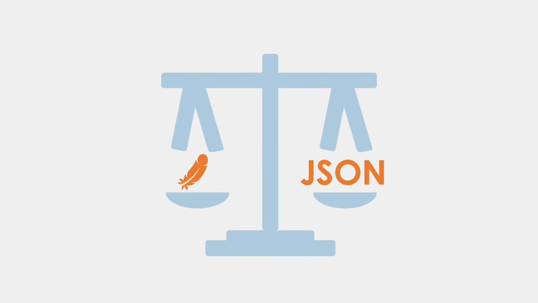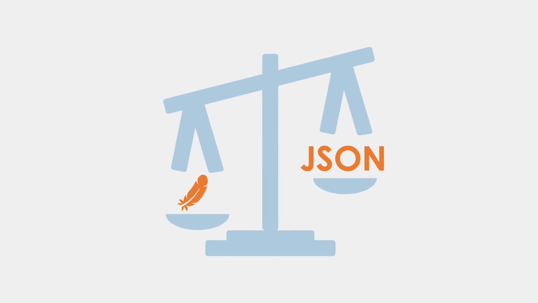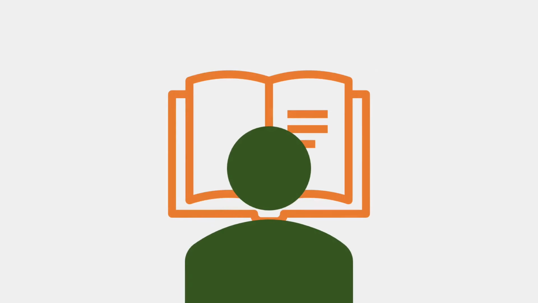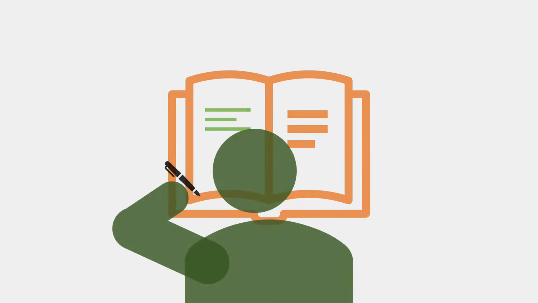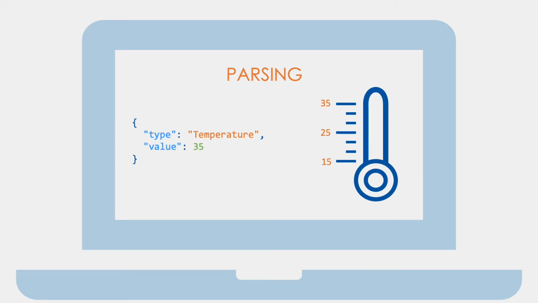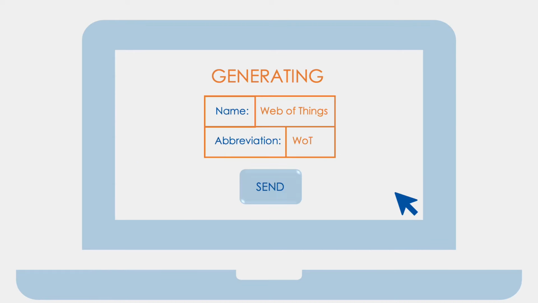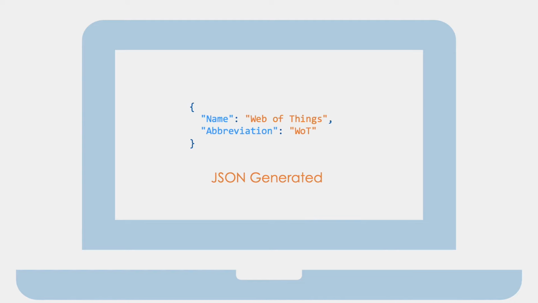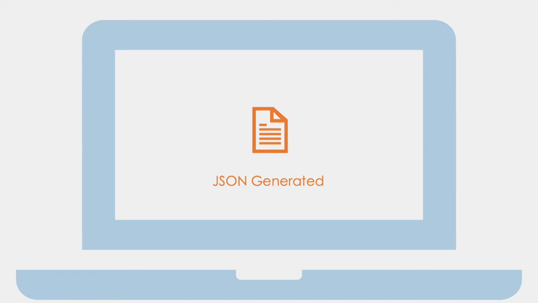JSON is a lightweight data interchange format. It is easy for humans to read and write, and easy for machines to parse and generate. Let's take a look at how parsing and generating happens. We can parse a JSON to visualize the data such as temperature, or we can generate JSON from a given data and send it in JSON format.